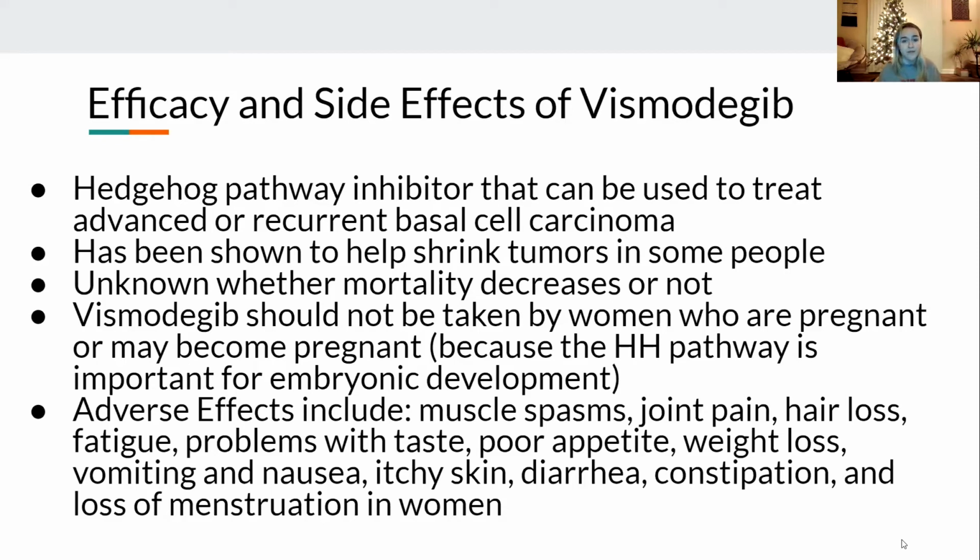Vismodegib is a hedgehog pathway inhibitor that can be used to treat advanced or recurrent basal cell carcinoma. It has been shown to help shrink tumors in some people, but it's unknown whether mortality decreases or not.